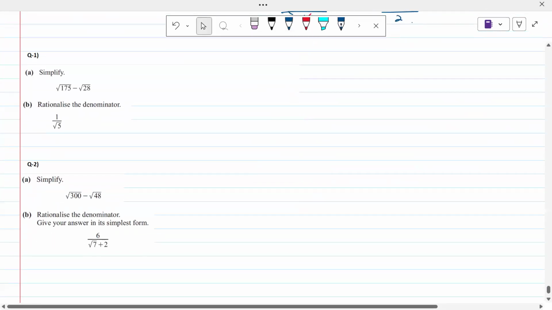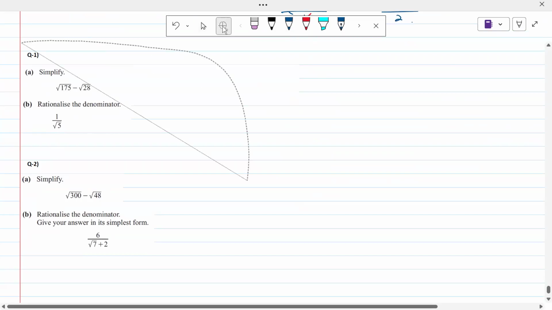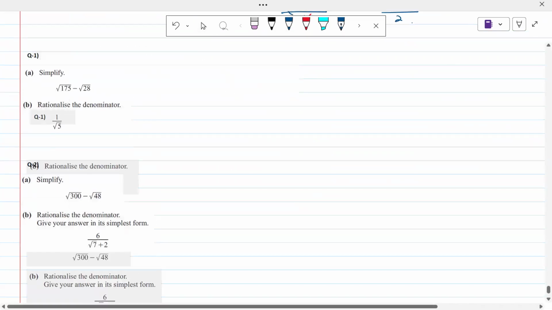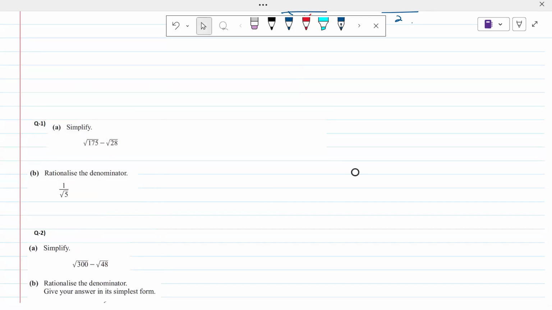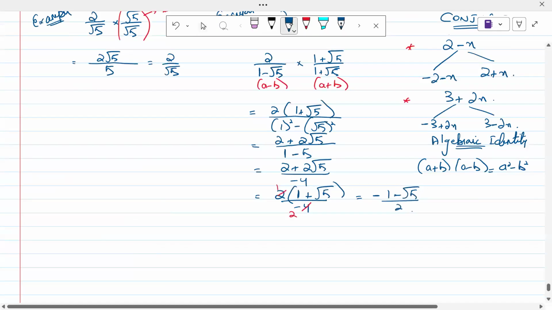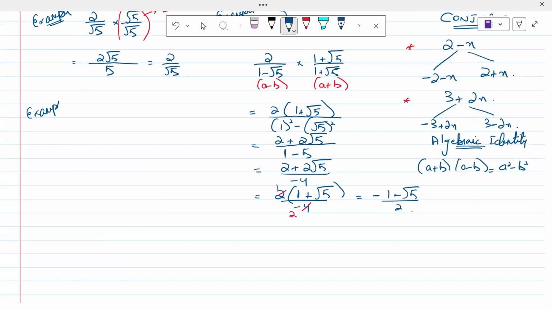Let's do one more example. Now let's suppose we have the number as 2 plus root 3, or make it 2 plus 4 root 3 upon root 3 minus 2. Or this time make it plus 2.